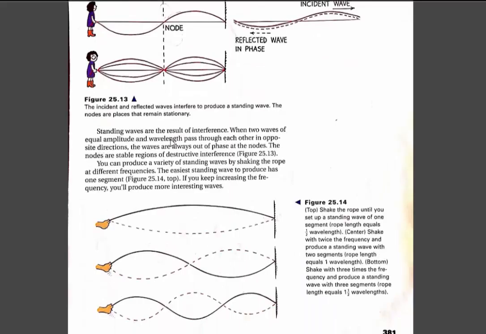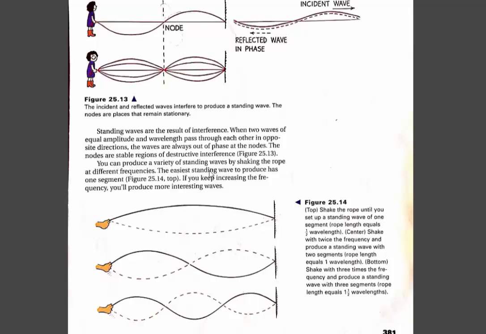Standing waves are the result of interference. When two waves of equal amplitude and wavelength pass through each other in opposite directions, the waves are always out of phase at the nodes. Out of phase, opposite. One's up, one's down at the nodes. The nodes are stable regions of destructive interference. Destructive interference means they're opposites. One's trying to make the wave go up, one's trying to make it go down, and so the result is nothing happens. The nodes don't move.